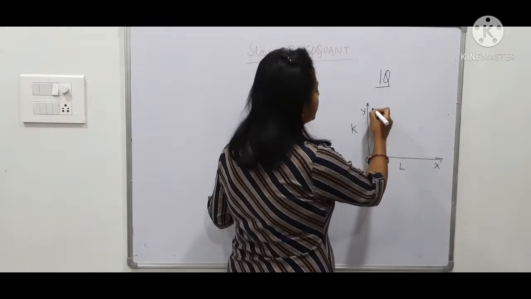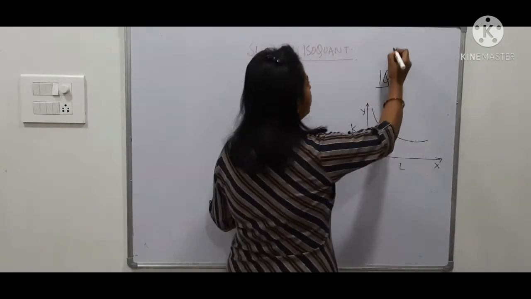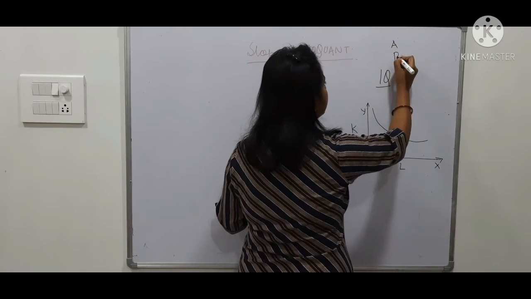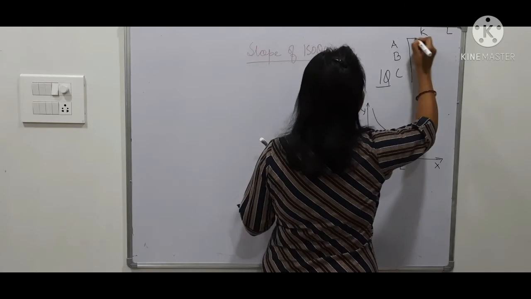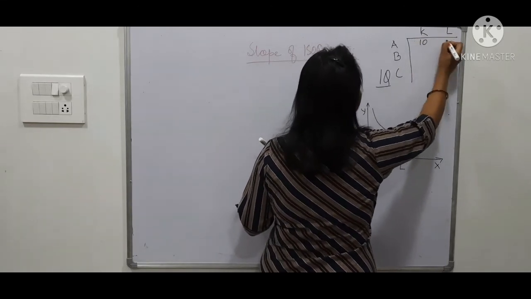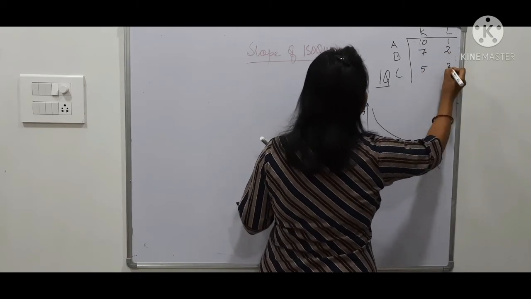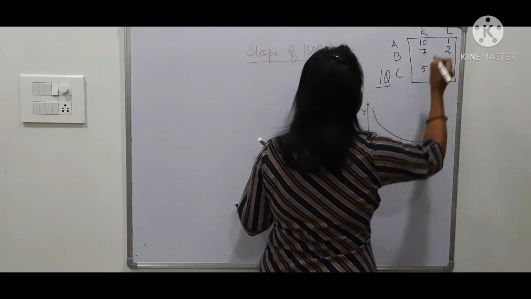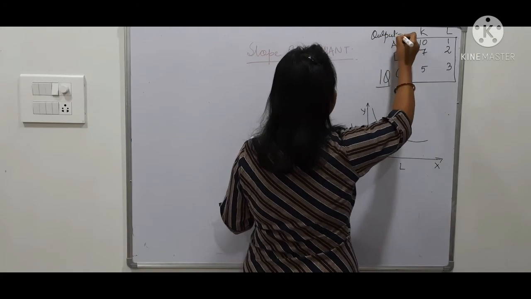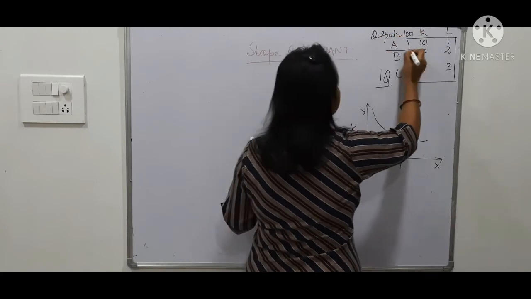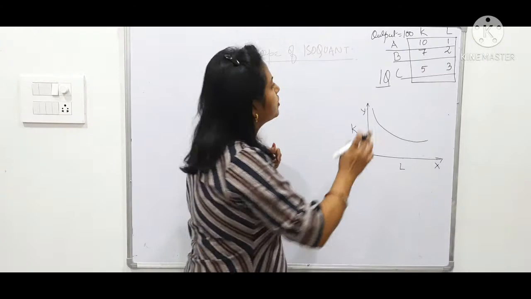there are some combinations which can produce the same quantity of output. Okay. So if I have combination A, I keep on repeating this in all my videos. Combination C, this is capital and this is labor. Suppose I have used 10 capital, 1 labor; 7 capital, 2 labors; 5 capital, 3 labors. These are some of the combinations which can produce the same output. Suppose the output is 100. So I use this combination, this combination, this combination. All three combinations can produce the same output.